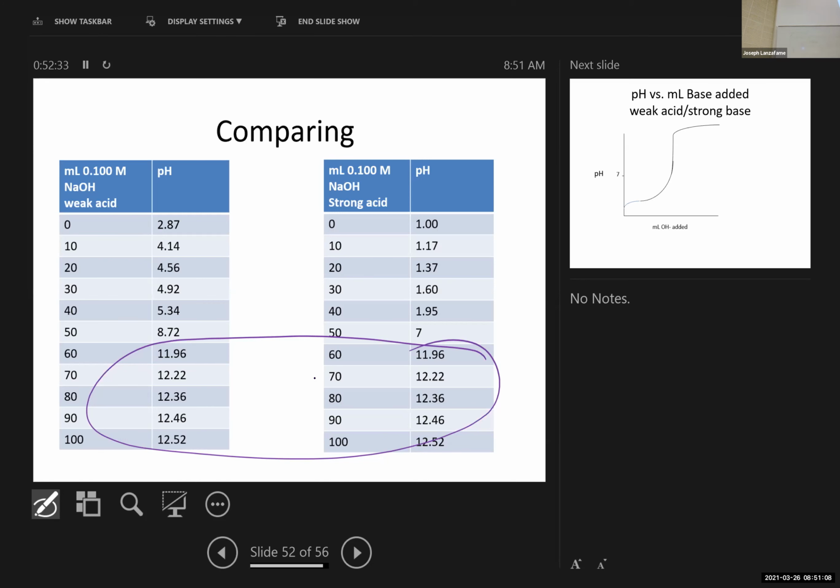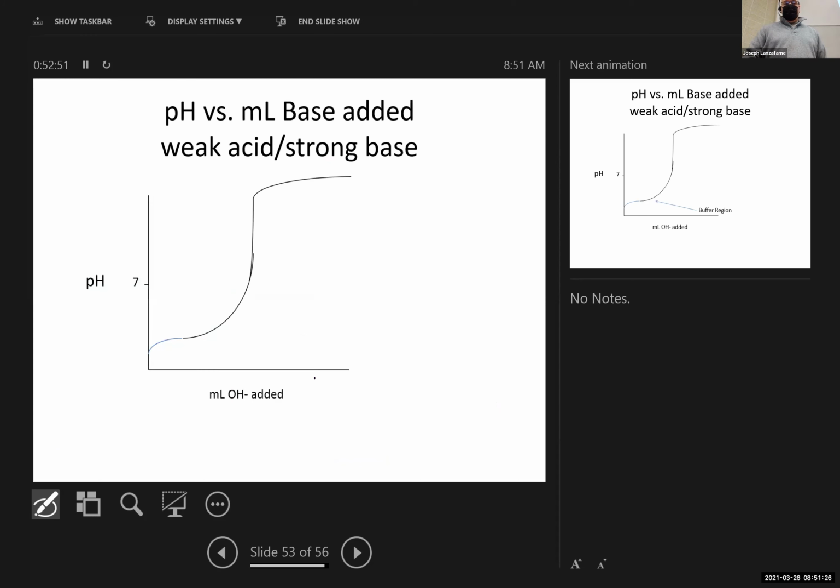Because if I have the weak species present, right, I'm actually much higher going into that equivalence point rise than I would be if it's strong, right? And that is, again, something of a general rule.